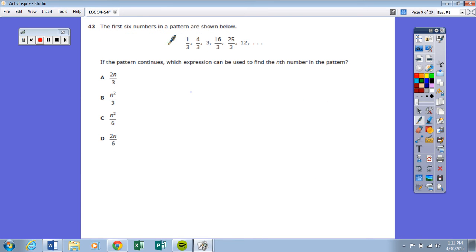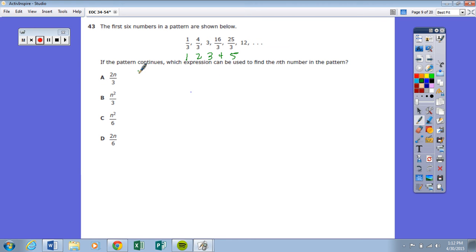Number 43, we've got numbers in a pattern and then an equation with n. Okay, n is going to be which place the number is in. So in other words, this is my first place term, my second place term, my third, my fourth, my fifth. What I would do, guys, to find the pattern is I would just take a 1 and plug it into all of these and see if it gives me 1/3. And then I would check the 2 and then the 3 and so on.